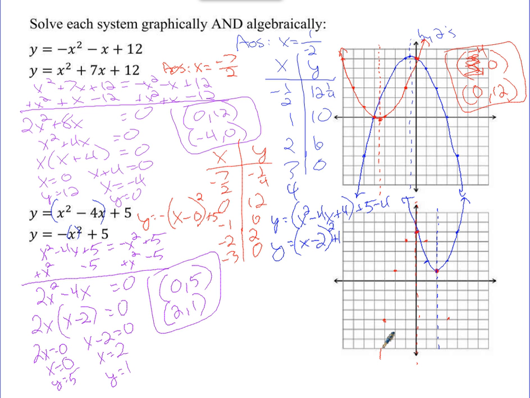So there's my second parabola. Draw a smooth curve. You have to do this anyway, because you still have to graph it. And then you can list the ordered pairs. They are 0, 5, and 2, 1. Same answers that we found the other way. Vertex form, way easier.